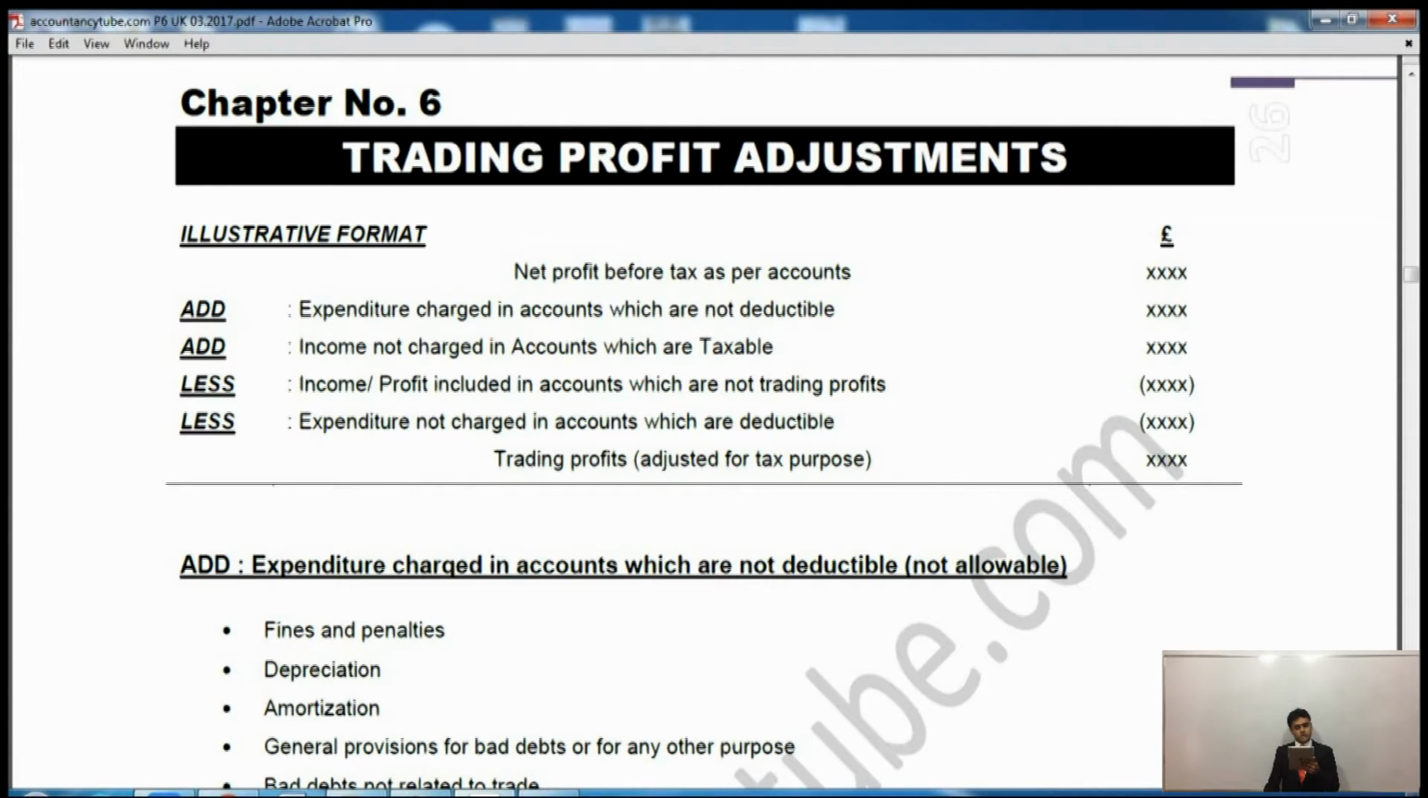The next one: we will deduct two things out of this. One is income in the accounts which is not trading profit. He has included some incomes which should not have been included, so we will deduct them as well. And the last one is expenditure not charged in the accounts which is deductible, which should have been deducted there, but the management accountant did not deduct it. So we will deduct that as well. The balance of this will be trading profit adjusted for tax purposes. This is the profit which we will use. This is the profit which we need.